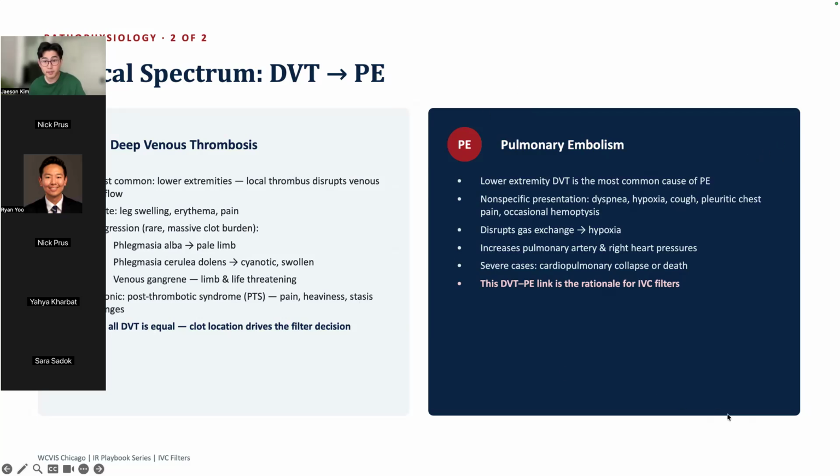On the right side here, we have PEs, and a leg clot is the most common cause. The symptoms are pretty vague for PE, like shortness of breath, low oxygen, and chest pain that gets worse with breathing. And a PE makes it hard for the lungs to do gas exchange, and it strains the right side of the heart. And in severe cases, it can be fatal. And so, the arrow between these two boxes is basically the whole reason why these filters exist. If a clot has to travel up from the legs to the lungs, then in theory, you can put something in the middle to catch it.